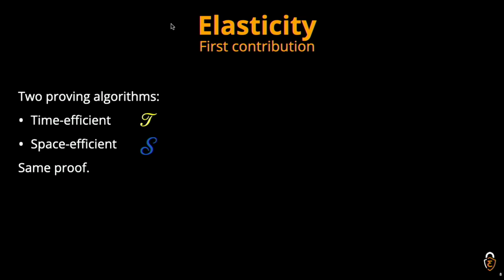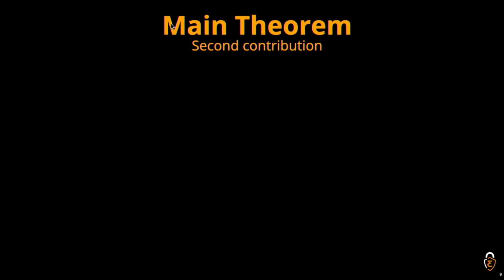So what we did, we introduced this idea of elasticity, which is that there are provers that admit two different implementations. One that is space efficient, one that is time efficient. At the end, they produce a proof, and the verifier couldn't care less about which configuration has been used to run this. We also prove that this exists.